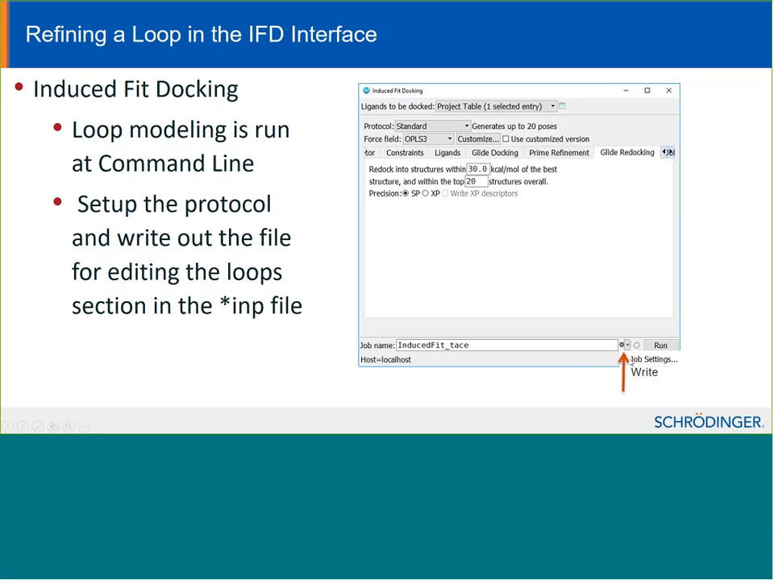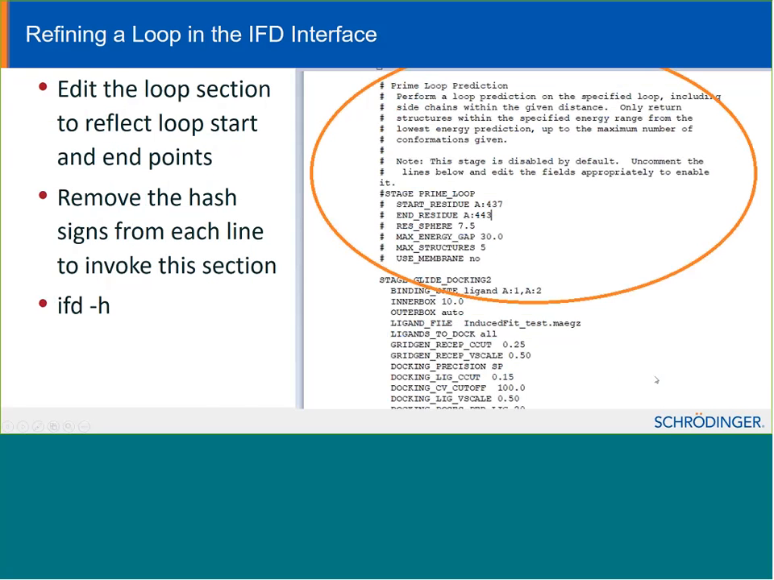So you see here a little cogwheel. If you click on that, you can write things out, and that creates an input file. And if you look at that input file, the top section of it will be about the Prime loop prediction. The rest of it will be exactly the same as the way that the GUI is laid out. So it will be initial Glide docking stage, it will be setting up the Glide docking and then going through the Prime part for the refinement of the residues. But in addition, we've got a loop section here that's not in the GUI.